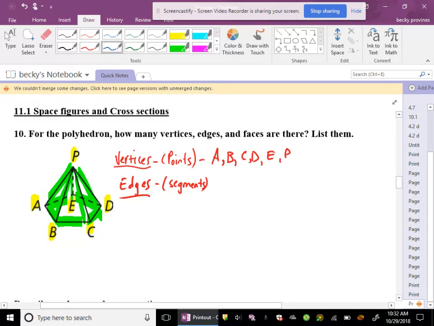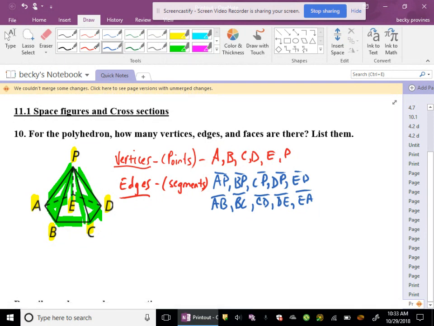So let's start with A and go up to P. So AP, BP, CP, DP, EP. And then we have to go along the bottom. So we have AB, BC, CD, DE, and EA. Yeah, so we have 10, and those are all segments.